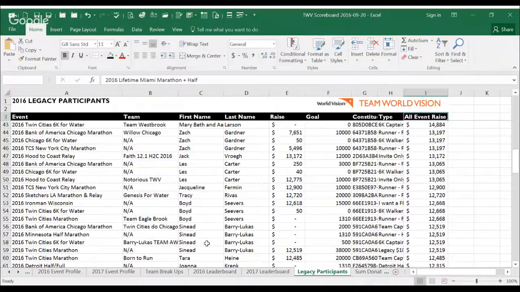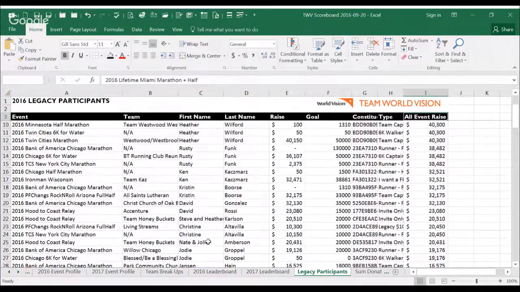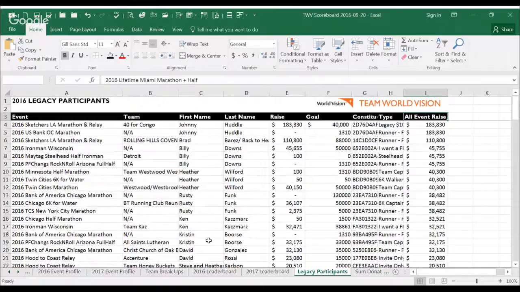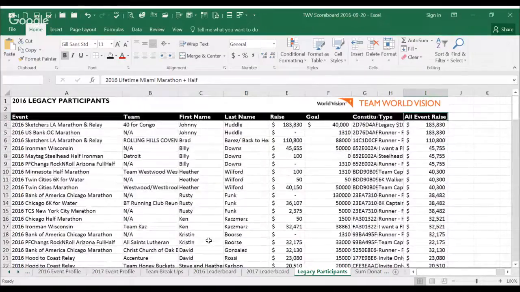Anybody, once they hit legacy for all the total fundraising that they've done, all the events that they're currently registered in, they're going to show up on this. So unique people out of 124 is probably somewhere more likely around 70 at this point than it is 120. But obviously, as we get closer to fall season events, that number is going to go up significantly.